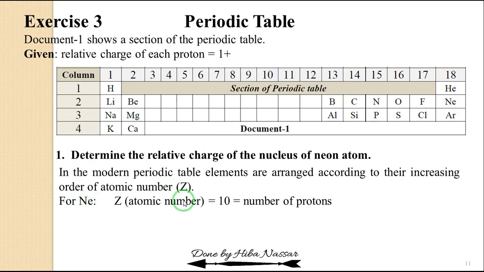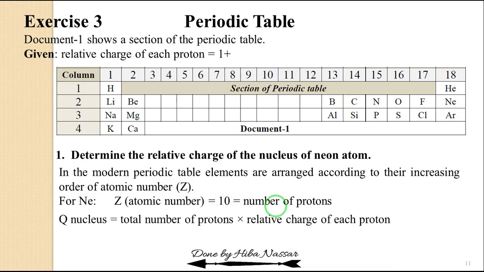So for neon, atomic number equal 10, it's equal to the total number of protons. Now to calculate the relative charge of the nucleus, it's equal to the total number of protons times the relative charge of each proton. So it will be equal to 10 minus.